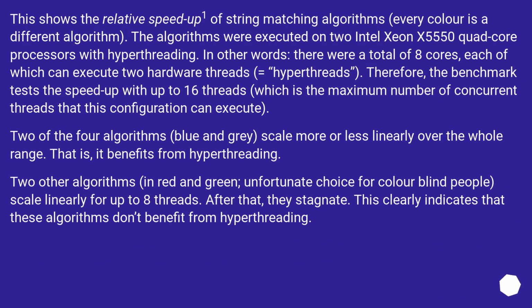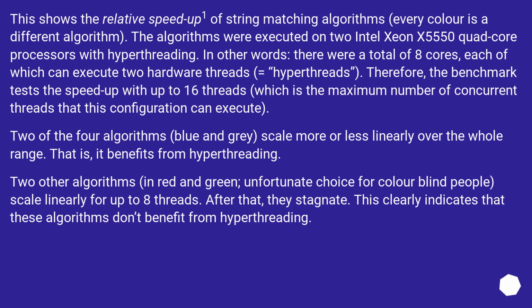The algorithms were executed on 2 Intel Xeon X5550 quad-core processors with hyperthreading. In other words, there were a total of 8 cores, each of which can execute 2 hardware threads, equals hyperthreads. Therefore, the benchmark tests the speedup with up to 16 threads, which is the maximum number of concurrent threads that this configuration can execute. 2 of the 4 algorithms, blue and gray, scale more or less linearly over the whole range. That is, they benefit from hyperthreading.